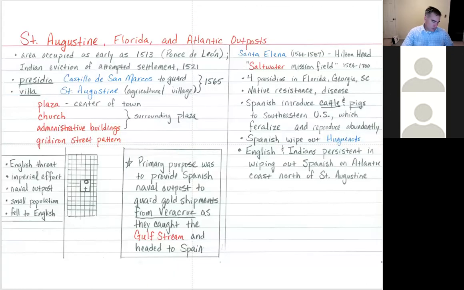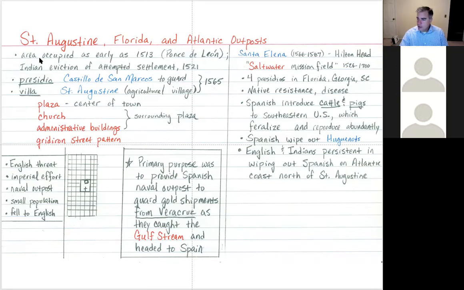St. Augustine, of course, was the most important of the Atlantic outposts in what is today the southeastern United States, the Spanish outposts. And we've talked a little bit about Ponce de Leon and his early arrival in the early 1500s. They tried to get established in Florida, but were eventually run off by the Tamaqua Indians and others around 1521. This is before the Seminoles had even arrived into Florida.